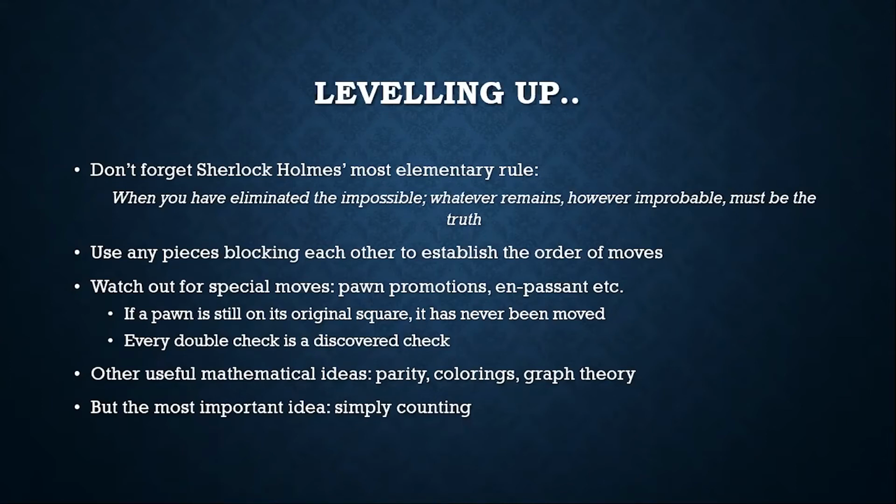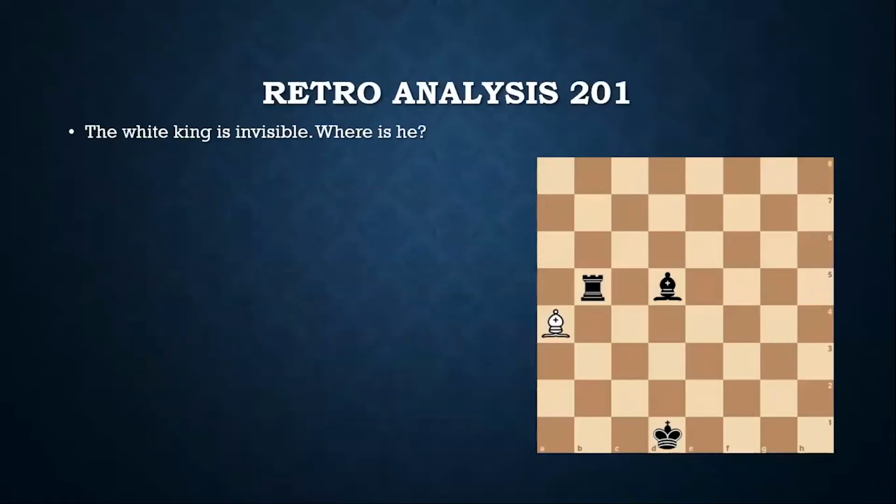And finally, some ideas such as parity or colorings, or in some cases even graph theory, which is particularly useful for knight moves. So you may be aware of the knight's tour of the chessboard, which traverses all the 64 squares of the chessboard with the knight. But the most simple principle is simply counting. So if you just count the number of moves played by each side, that should give you the biggest hint. Okay, with that, let's go for a slightly harder puzzle. It's like an intermediate puzzle.